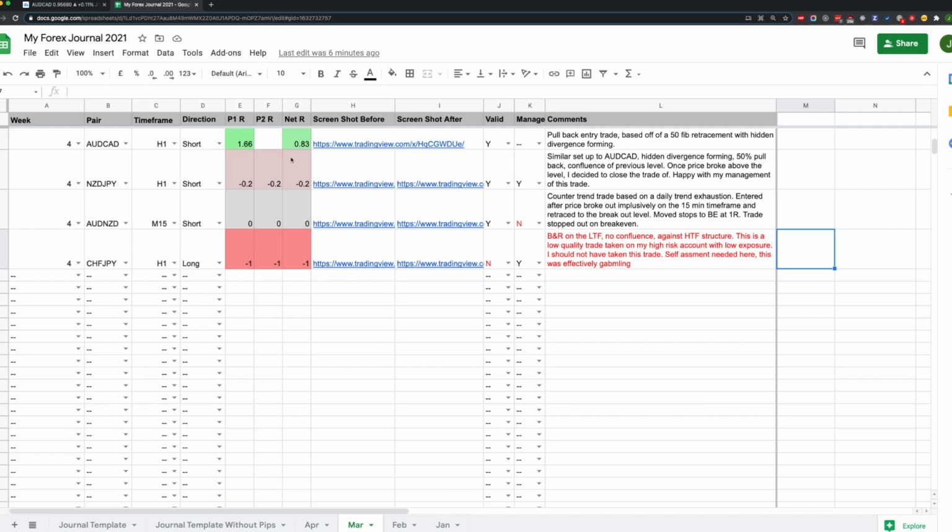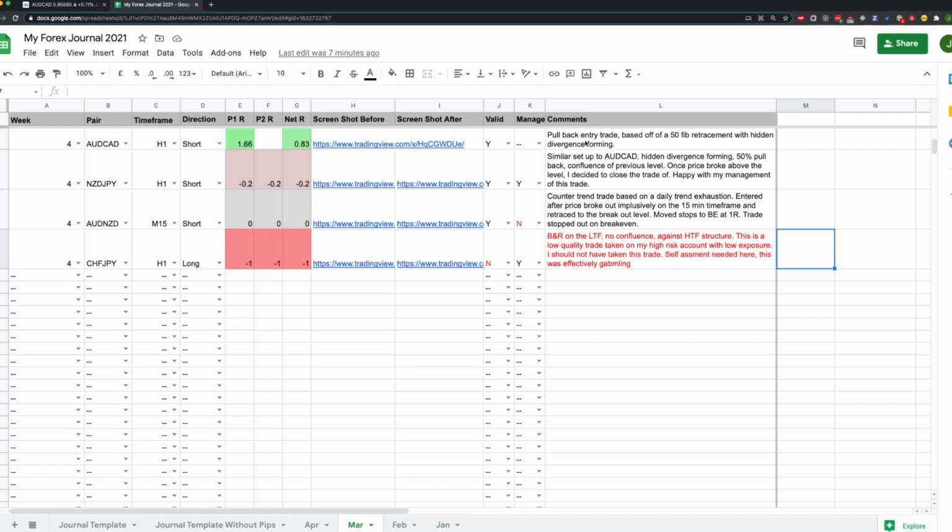So first trade for me this week was AUDCAD. It was taken on the 1 hour time frame. It was a short position. This trade is still running. I closed half of the position at 1.6R. The rest is still open running, right?